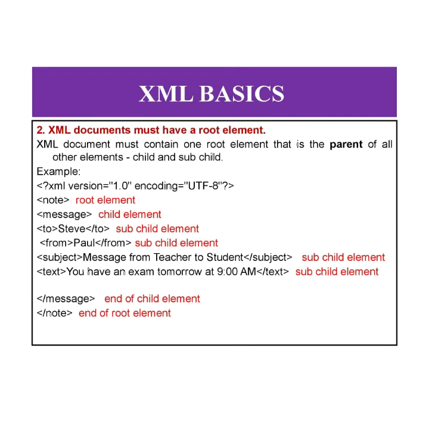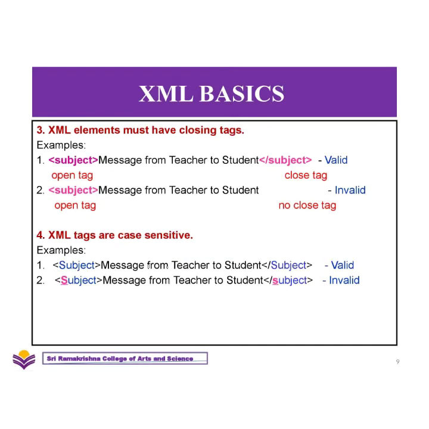XML documents must have a root element. XML documents must contain one root element, that is the parent of all other elements. In the example, note is the root element. All XML elements must have closing tags. Example 1 ends with the closing tag, thus it is valid code. Example 2 doesn't end with the closing tag, thus it is invalid code.